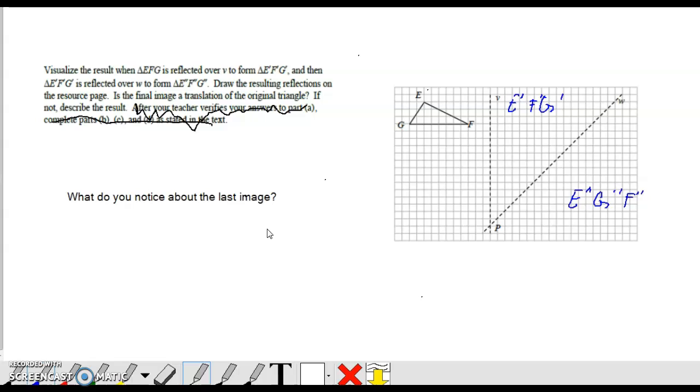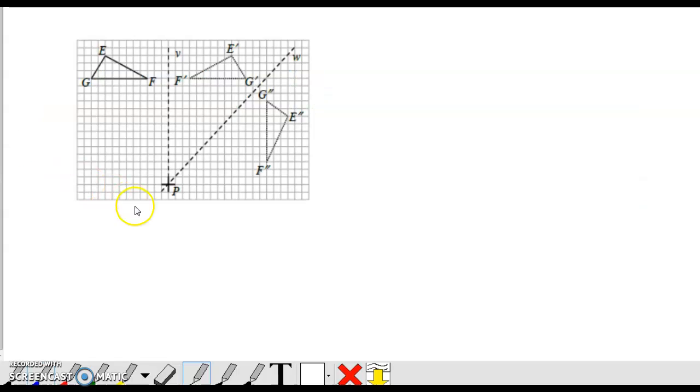All right. So coming back from the pause, I'm going to show you what the new images look like. It kind of looks like this, right? So again, an E prime, F prime, G prime, and then an E double prime, F double prime, G double prime. And what you should have noticed is that it looks more like a rotation. So it almost looks like it turned, right? And everything actually happened right here.